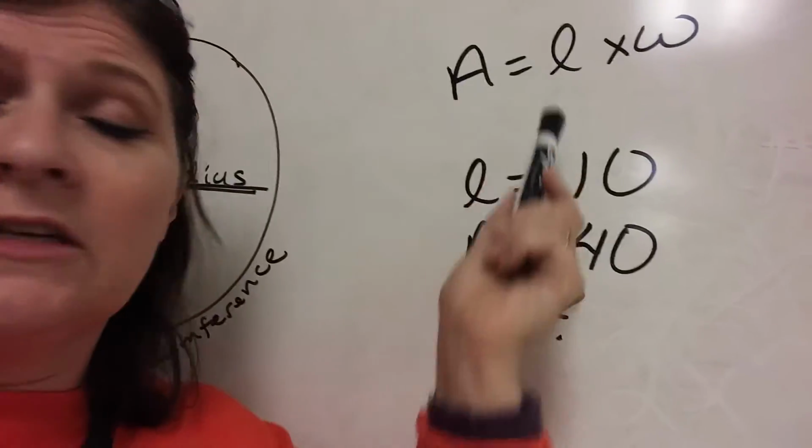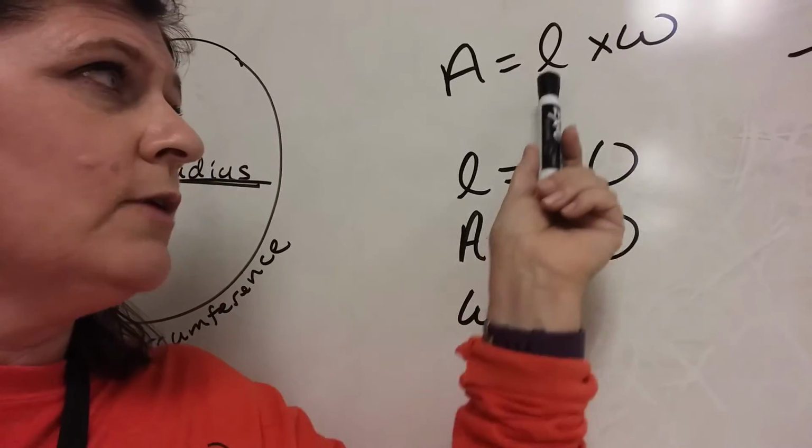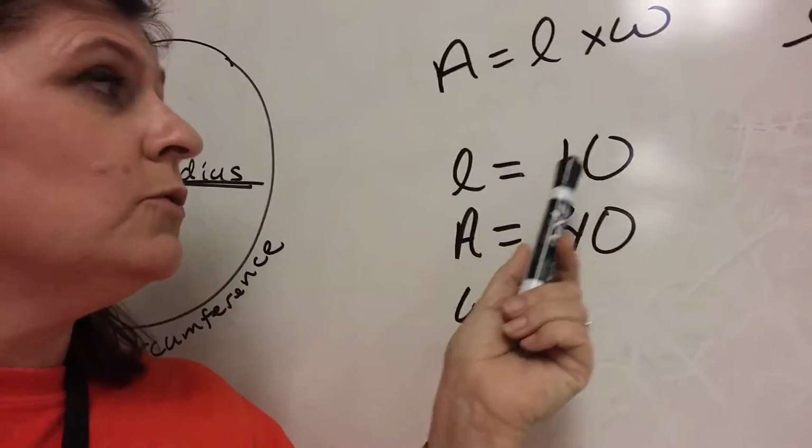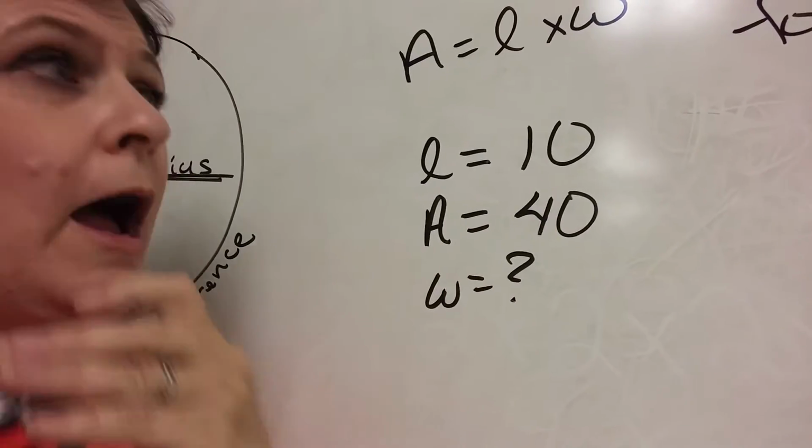You're going to have a question on your test that may not be quite that easy, but that's all you're going to do. If you end up with something odd, you don't have length and width like you normally do, all you have to do is rearrange it, and then you can do the algebra because you already know how to do that.